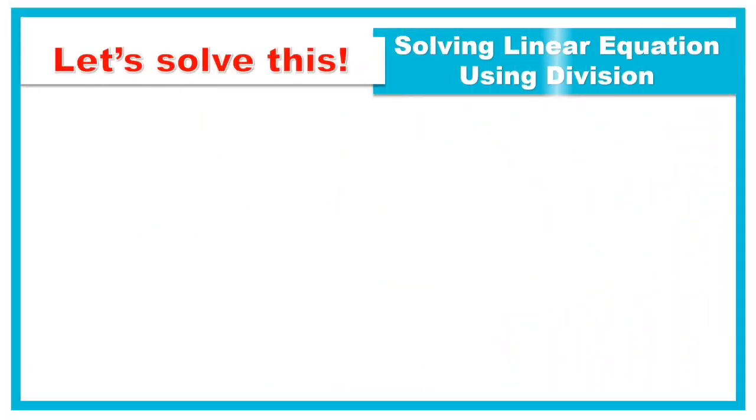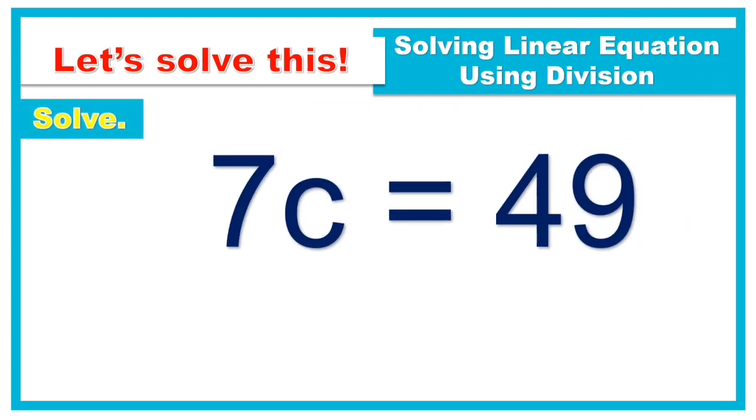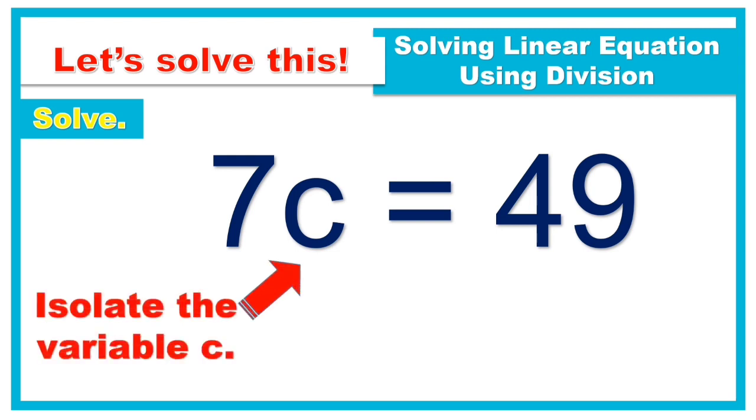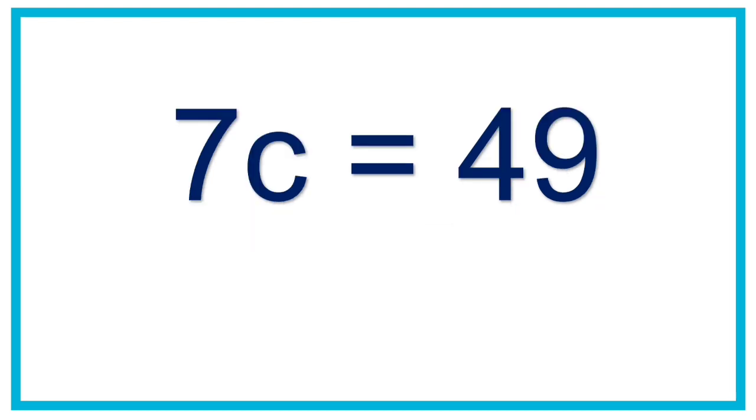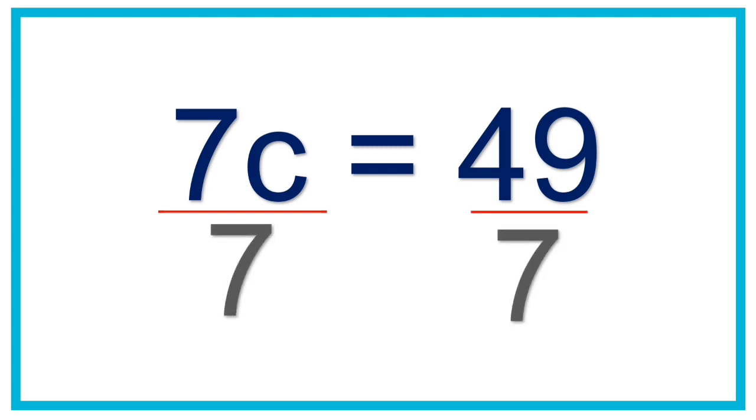Let's solve linear equations using division. 7c equals 49. Our first goal is to isolate the variable c. How are we going to isolate c? By dividing 7 on both sides.